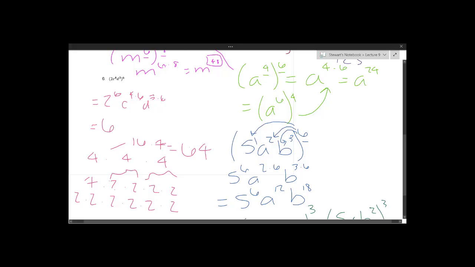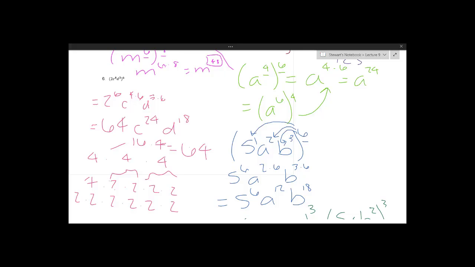So 64 is our coefficient. 4 times 6 in this exponent is 24, so we have c to the 24th, and then 3 times 6 is 18, so we have d to the 18th power. And that would be our final answer. 64 c to the 24th, d to the 18th.